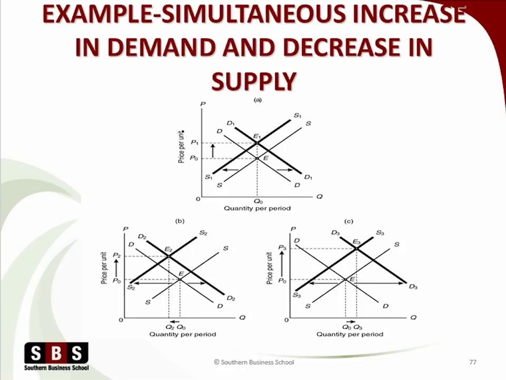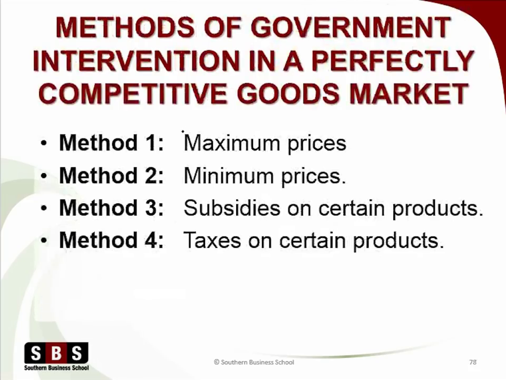Yeah. So that's typical. If mussels are going to be contaminated, there will be a shift in both of the curves. So the demand curve will come down and your supply curve. All right, we're going to get to government intervention.